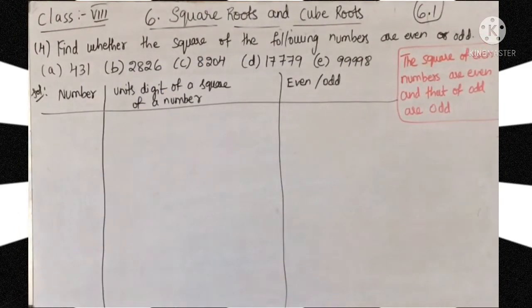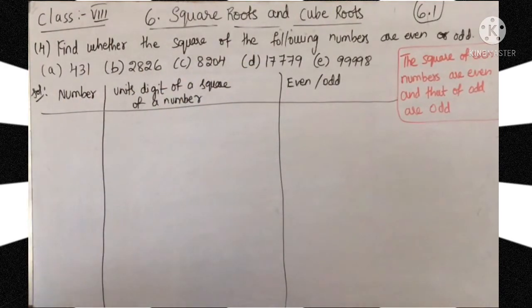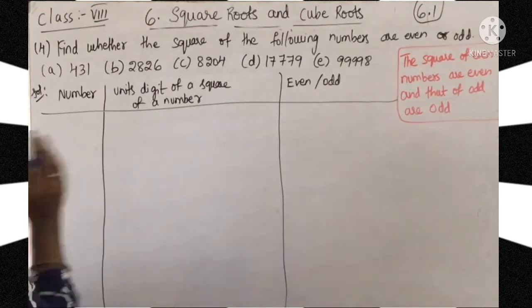Coming to fourth question, find whether the square of the following numbers are even or odd. So this one is also based on one property, children. The property is nothing but the square of an even number is even and that of an odd number is odd. So if you find the square of an even number, you will get an even number, and the square of an odd number will give you an odd number. So here they are asking whether the square of the following numbers are even or odd. No need of finding the square for that number, children. Just by seeing the number we can say by using the property.